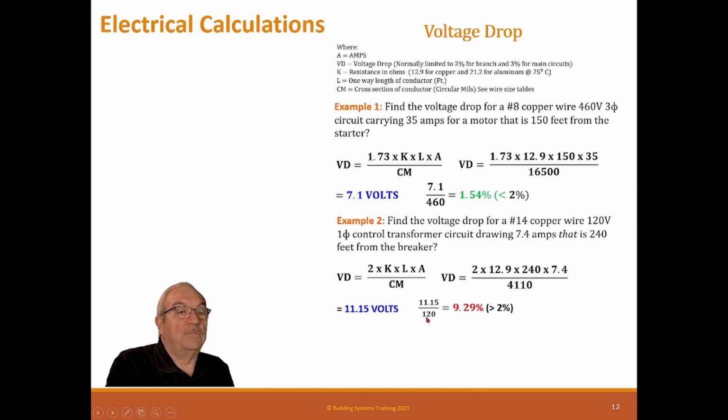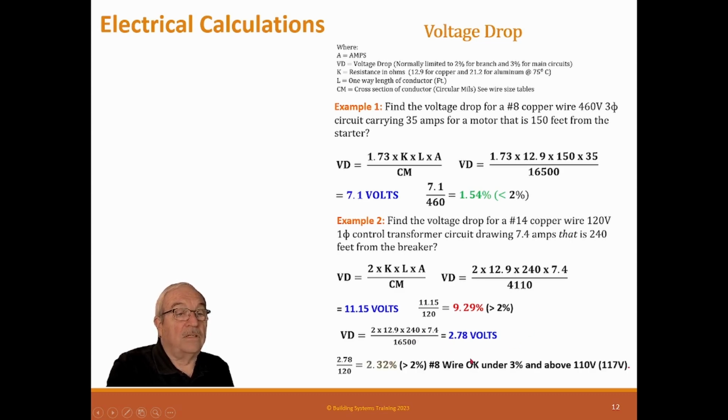Well, 11.5 on 120 is 9.29%. That's not going to be acceptable at all. That's way too high. So now we have to pick another wire. That wire is way too small. Now, what you could do is work your way out from 12 to 10 to 8, but I kind of jumped the gun on it and went right to 8. So basically you have 2 times 12.9 times 240 times 7.4 over the circular mils for number 8 wire, which is 16,500, which equals 2.78 volts.